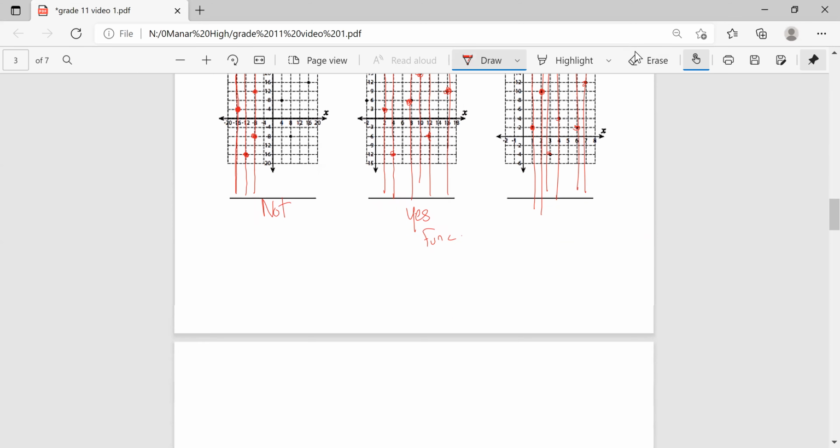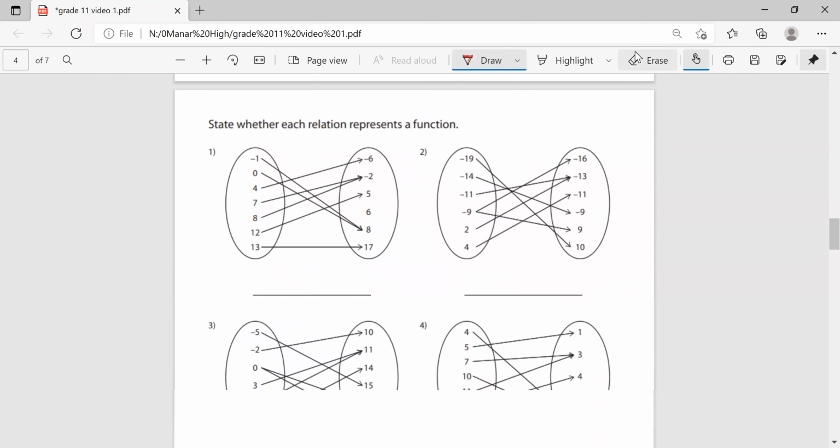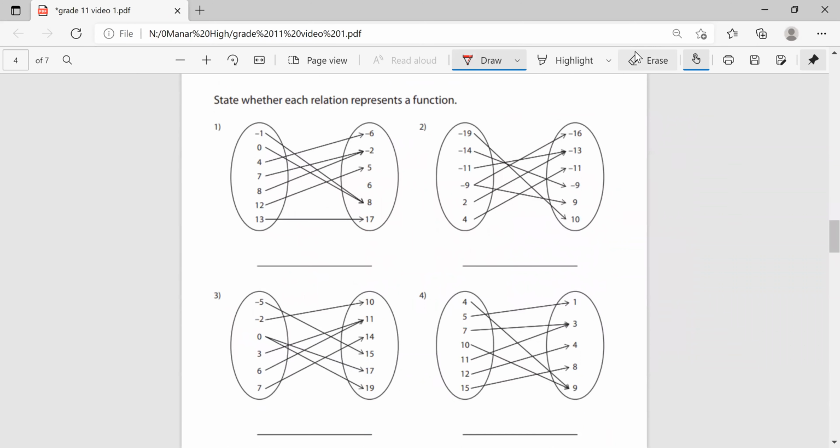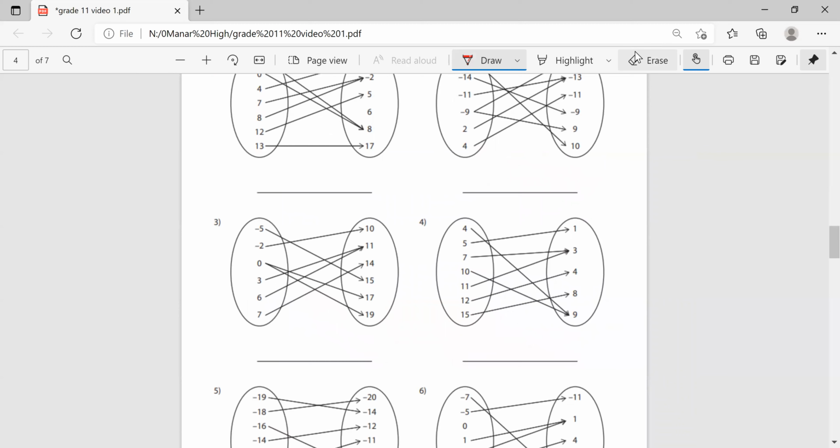Okay. Going here again, let's take this as an example. Number 3, be smart from the beginning. Is it a function or not? You can notice from the beginning that 0 has 2 arrows getting out of it. So it is not a function.